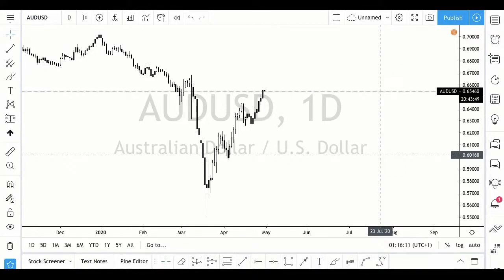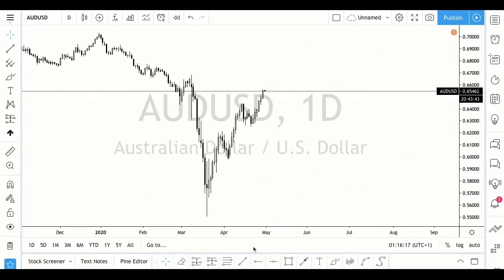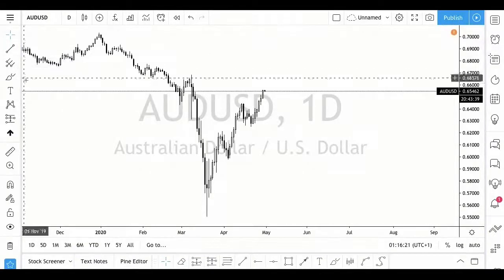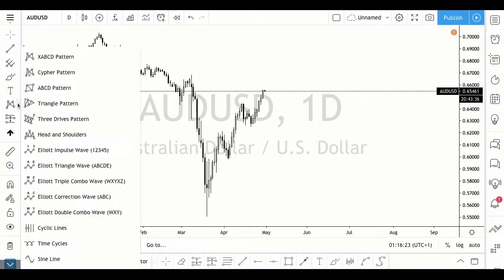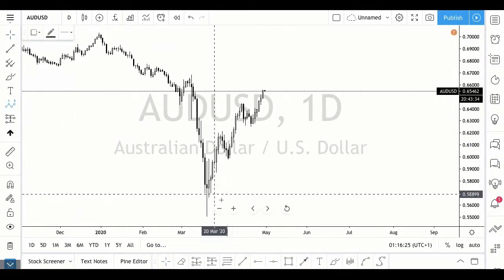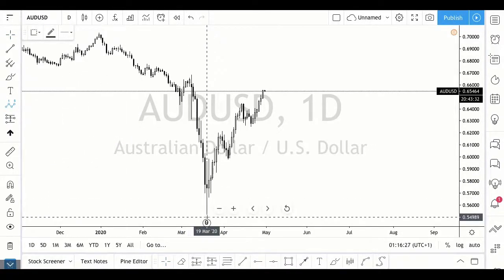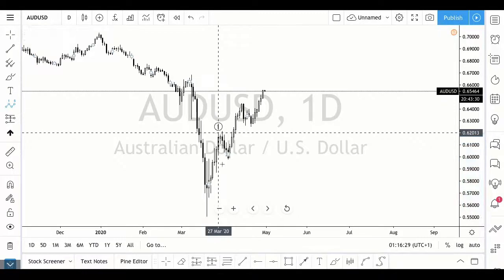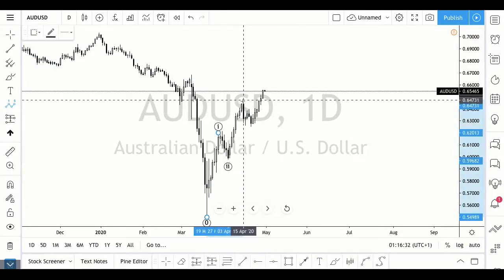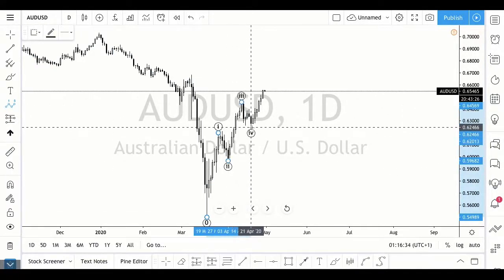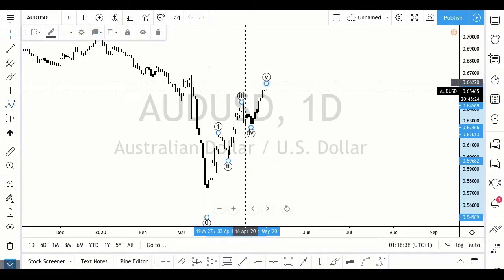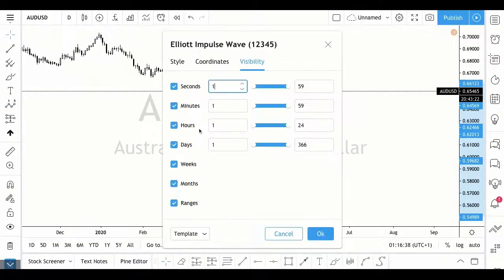Hey guys, let's take a look at the charts, some major Forex pairs. First off, we'll take a look at AUDUSD on the daily chart. And if you have a keen eye, what you might have noticed is we've just had a 5-wave impulse. 1, 2, 3, 4, and 5, which is due to end.